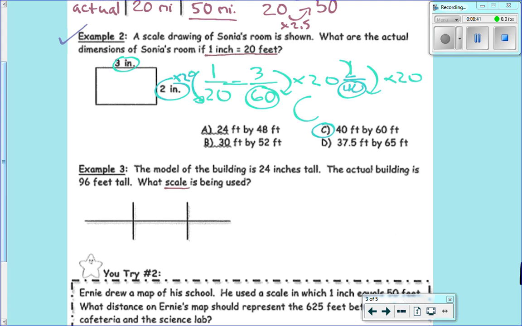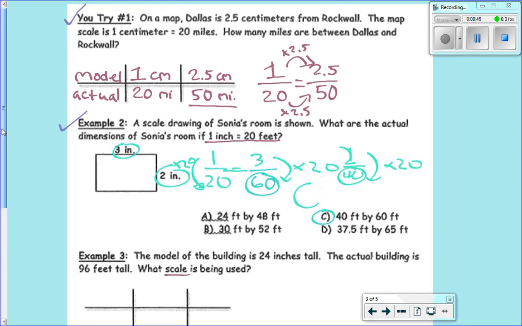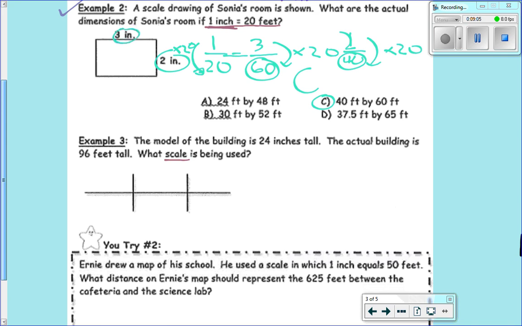Is this scale? Yes. Let's look at above. The scale is, so our answer needs to look like that, okay? What else do you notice about the scale? Do you notice anything? That the model is always what? To 1. Good. So that's going to help us set up our proportion.